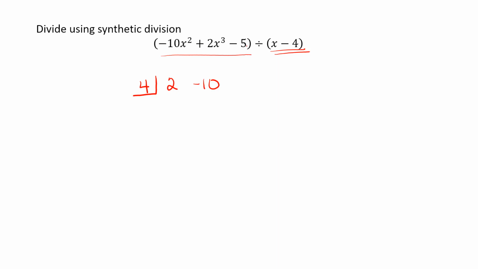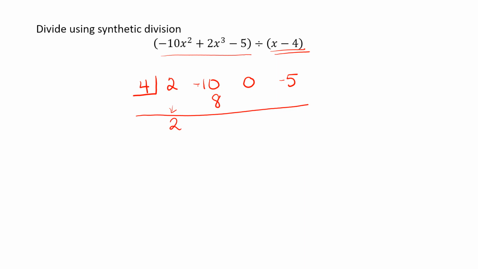We don't have an x term in this function, so we have to include a 0 for that to take up that spot. And then we have a minus 5 for our constant. Now we are going to put our line, and we're going to start. Bring down the 2 to this area right here. Then multiply. 2 times 4 in the bracket gives us 8, and we put that right there.